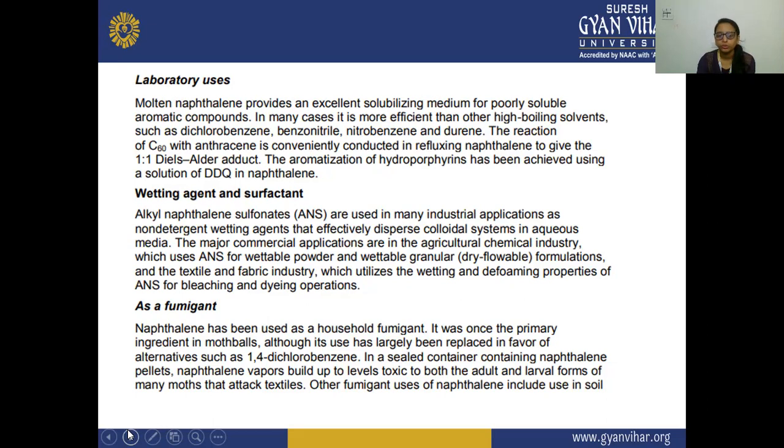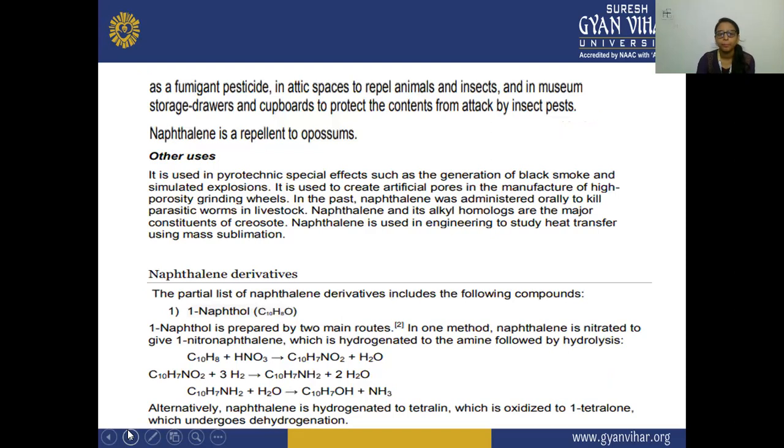Other fumigant uses of naphthalene include use in soil as a fumigant, in pesticides, in attic spaces to repel animals and insects, and in museum storage drawers and cupboards to protect the contents from attack by insect pests. So naphthalene is a repellent to opossums. Other uses of naphthalene are in pyrotechnic special effects, such as in generation of black smoke and simulated explosions.